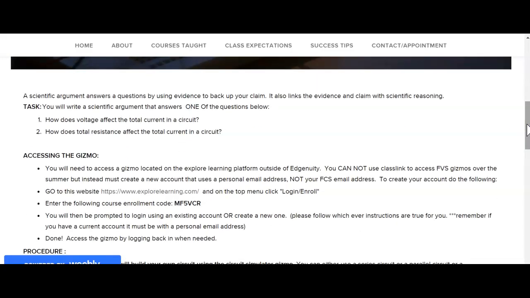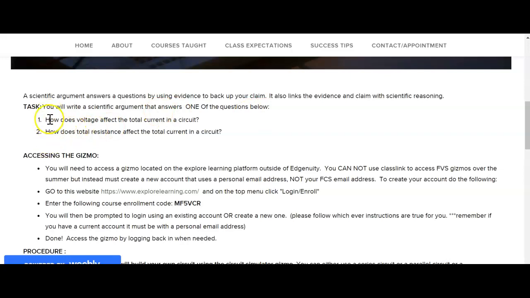What is the objective of this report? So it says you will write a scientific argument that answers one of the questions below. As preparation for this task, you want to check and make sure that you know what Ohm's law is all about. Maybe write that down, write the formula down, so you know what we are talking about, okay?